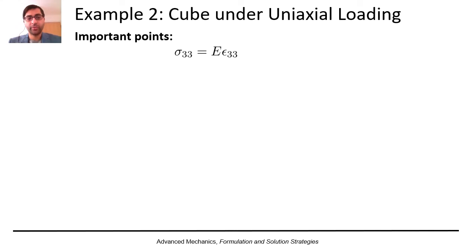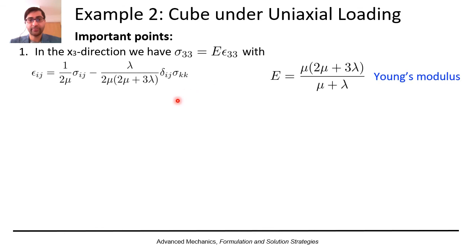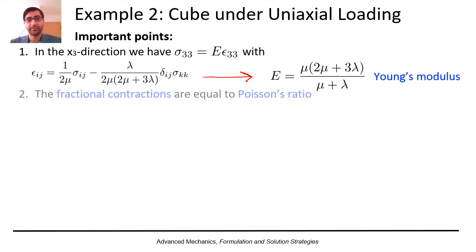Okay, there are some important notes to take home here. One is for a cube under uniaxial loading, we have sigma 33 equal to E multiplied by epsilon 33 in the x direction. So basically, using Hooke's law, we can find E as a function of Lamé's constants or Young's modulus. We can use it for experimental identification or measurement of E.